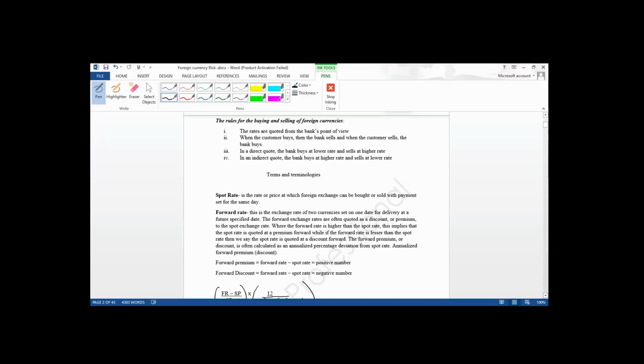I will take that again. Forward exchange rates: exchange rates agreed between two currencies today, but for delivery at a future specified date. That is the forward rate.